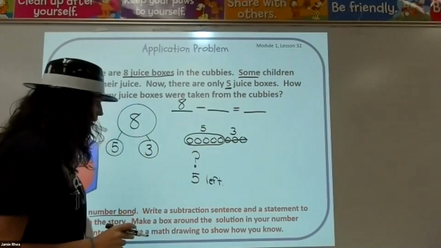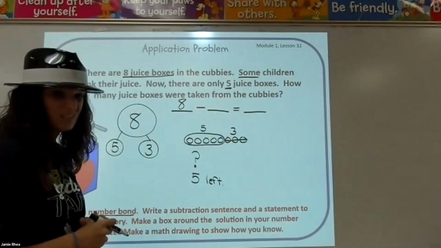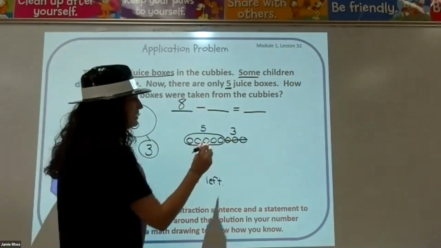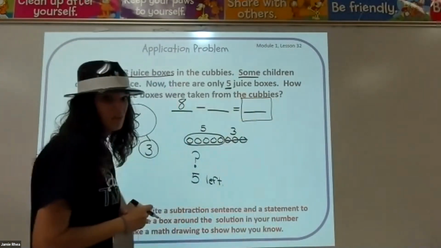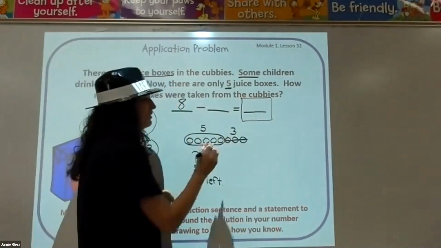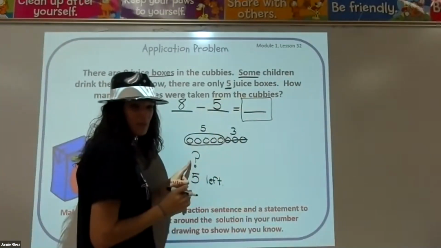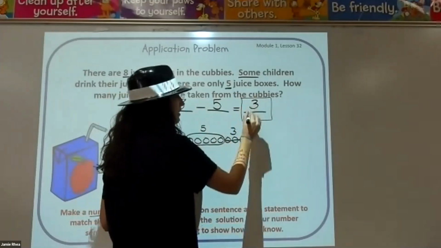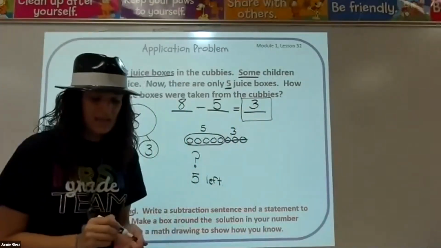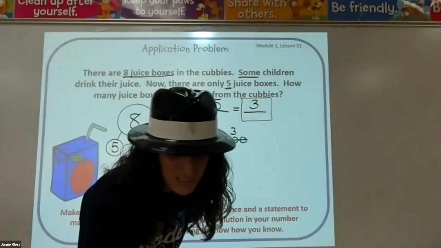Here comes the tricky part because now I have to fill in my number sentence. And you know what? I'm going to put a box around where my solution's going to go because I know that there were 5 left, but I don't know how many were drank. So how many did we drink? We had 3 that were drank. All right, so now I need to check to see if I'm done solving. Hold on just a second, I need an eraser.